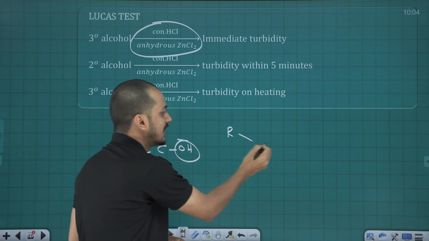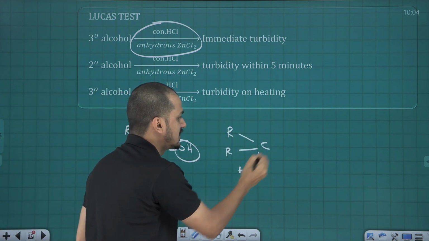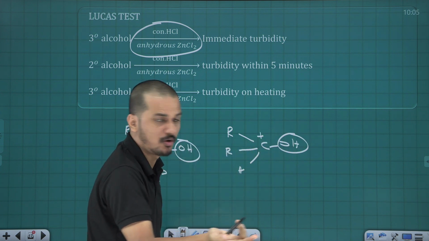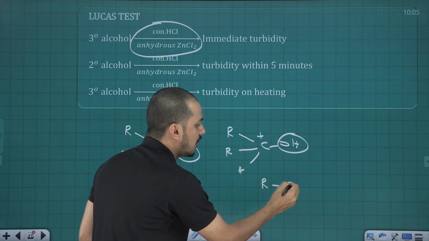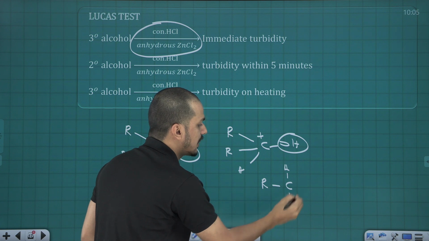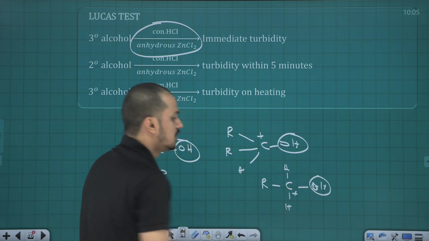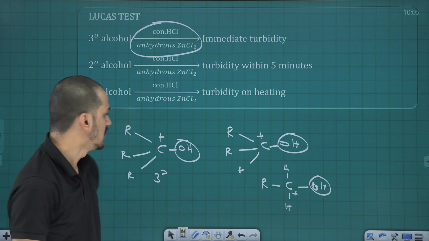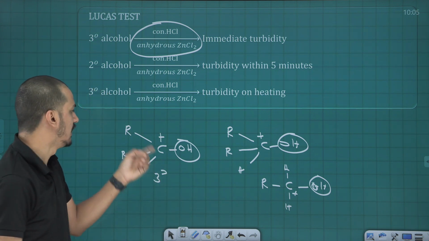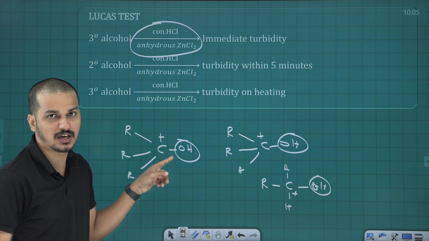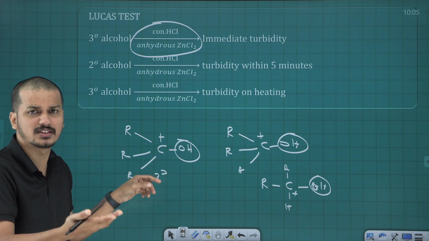If it is a secondary alcohol, you can see here H, here OH. If OH is removing, you will get a secondary carbocation. If it is a primary alcohol, once this OH is removing, you will get a primary carbocation. So tertiary carbocation is more stable. Then after OH is removing, Cl minus will come and attach. So that's a nucleophilic substitution reaction.